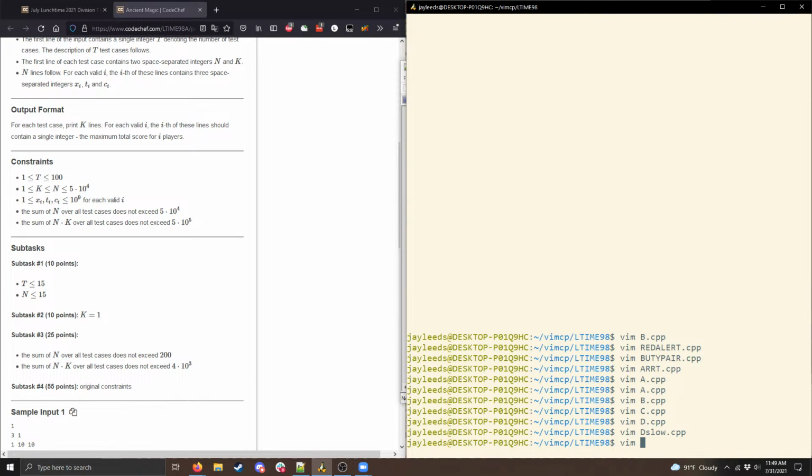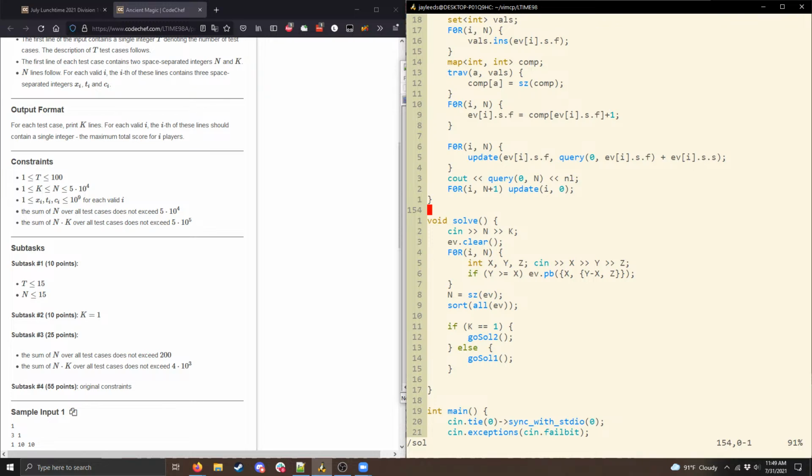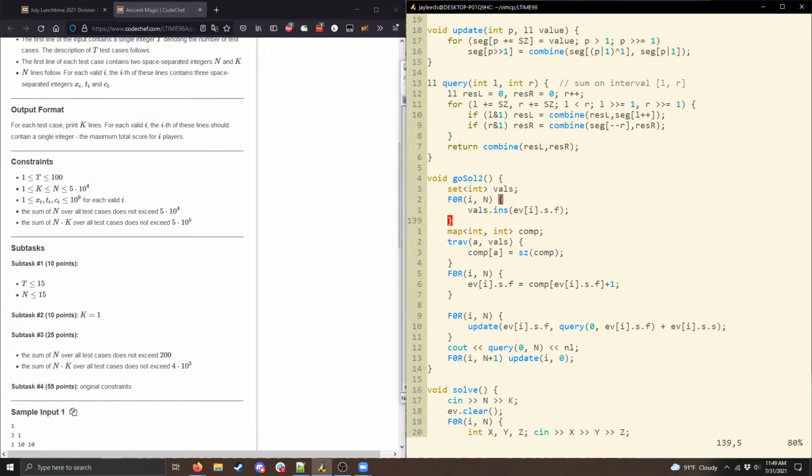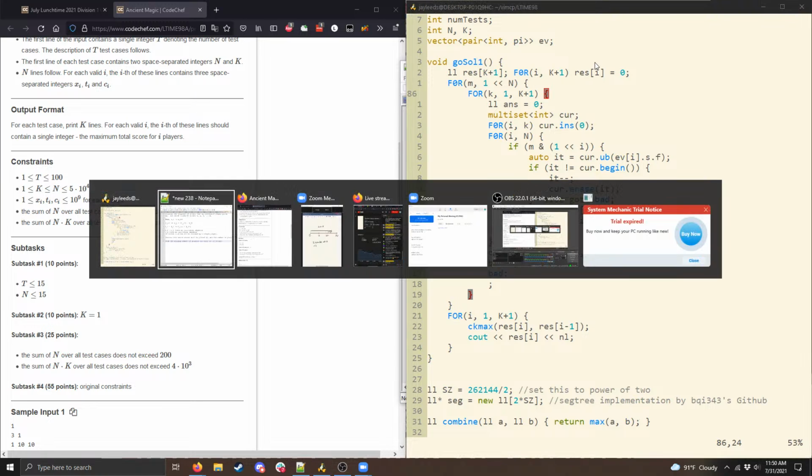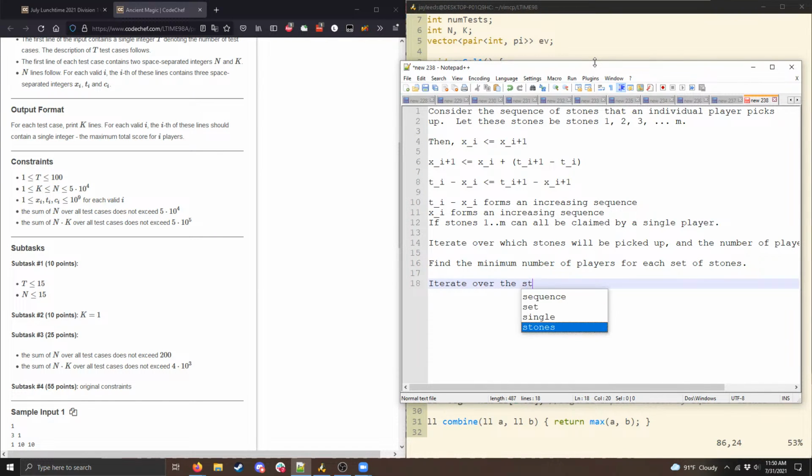So I'll show you my code. Let me see where it is. I read in the data and create this array events that stores the position, time minus position, and value. And then I have a couple of different solutions written. So here's solution 1. I store the result for each value of k. And then I iterate over each possible value of k, and I iterate over the stones in increasing order of x.